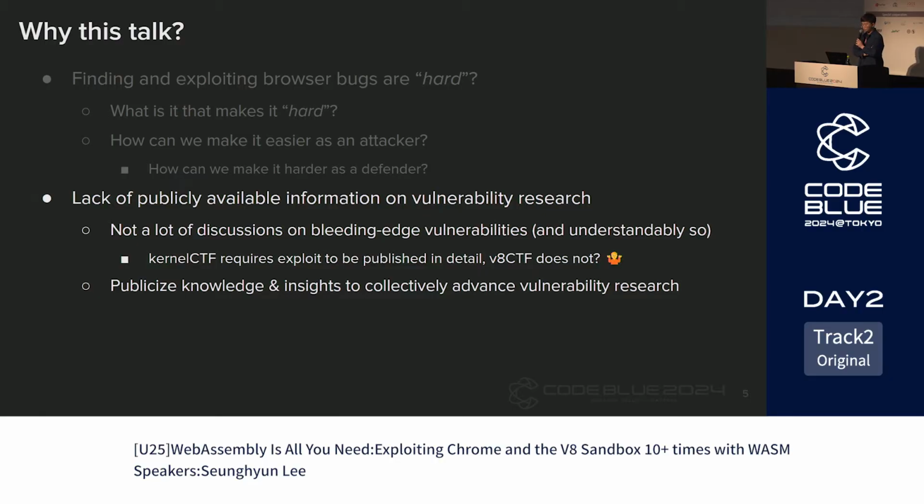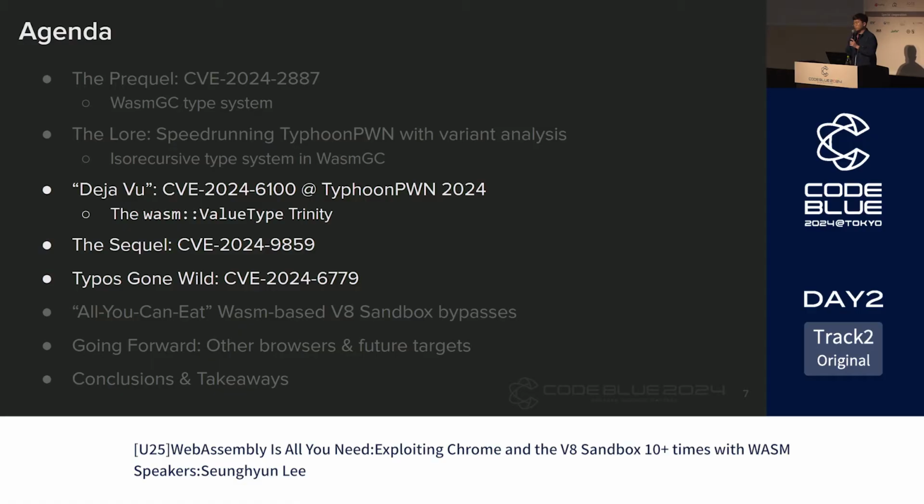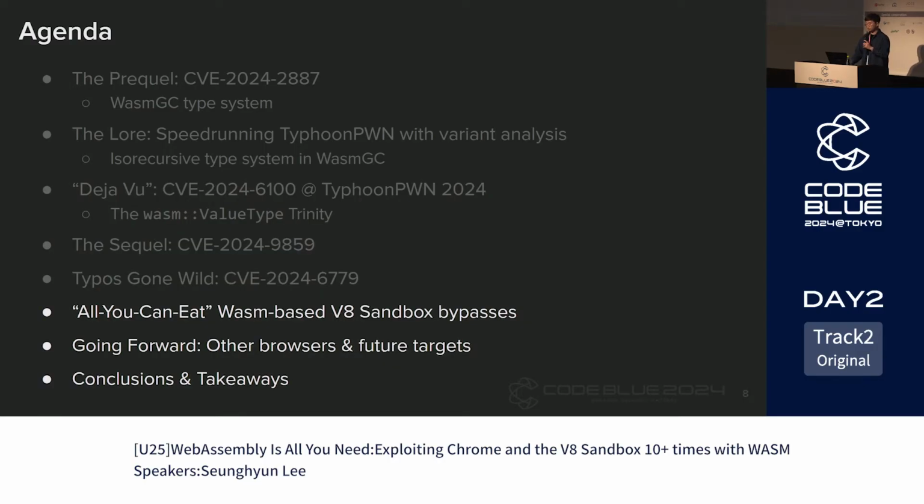So this is the agenda. I'll first start with a prequel bug, Manfred Paul's bug demonstrated at Pwn2Own 2024, and we will have the chance to explain the WebAssembly type system and the isorecursive type system that they use. We'll continue on to a sequence of 3 bugs, where 2 are very closely related, and the first one is the bug that I demonstrated at this year's TyphoonPWN event. We'll finally continue on to the world of WebAssembly-based V8 Sandbox escapes, and we'll also take a sneak peek at the other browsers and future targets that we can look into in Chrome.